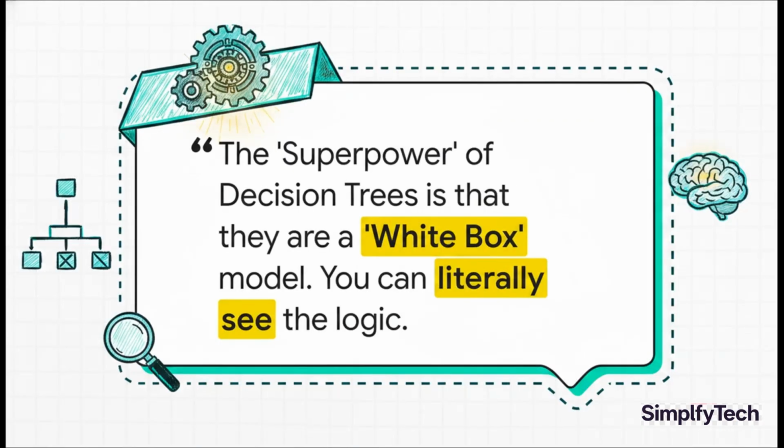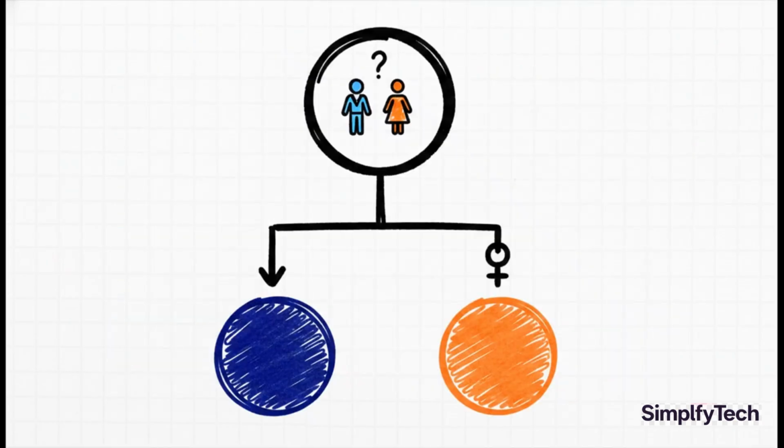And now for my absolute favorite part about decision trees. You know, a lot of modern algorithms are what we call black boxes. You put data in, you get an answer out, but you have no idea what happened inside. Decision trees are the total opposite. They're a white box. Their superpower is that we can pop the hood and see exactly, step by step, why it's making the decisions it is. And here it is. This is literally the logic our model learned.